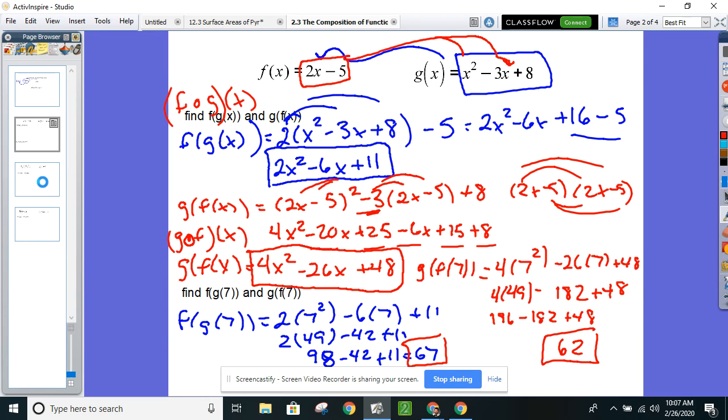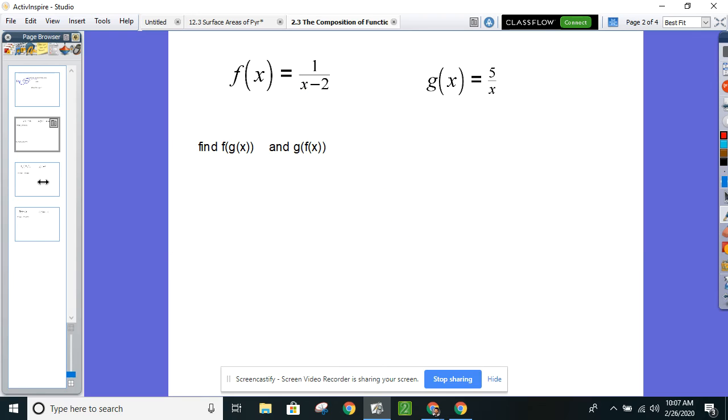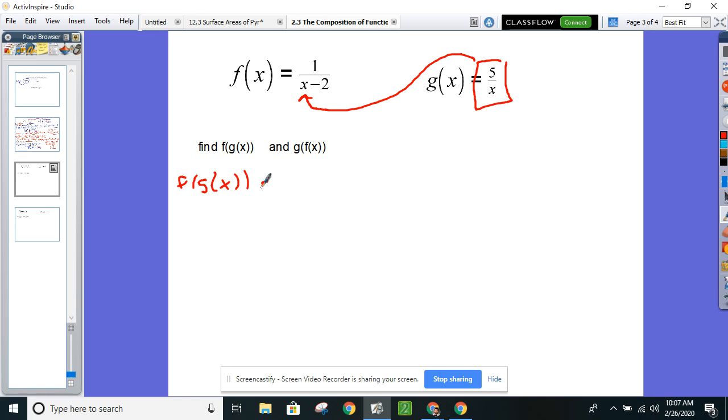So most of the homework will be just this, but sometimes we get fractions. So let's practice some fractional ones here. We'll start with f of g of x. We're going to take the g equation and plug it in right there for the f equation. So we'll have 1 over, and only the x being replaced will be 5 over x minus 2.